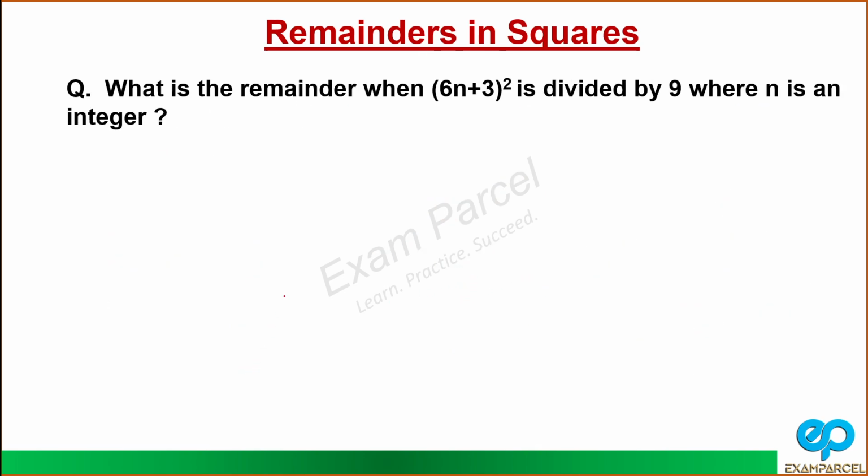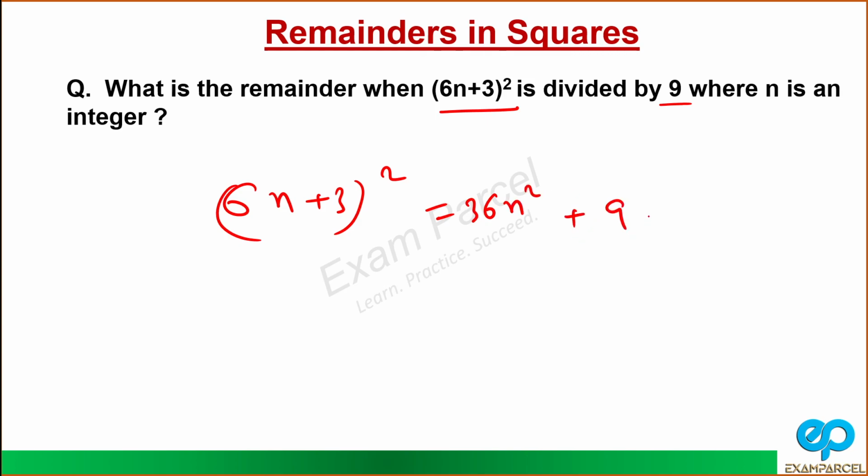Okay, next question. What is the remainder when (6n plus 3) whole square is divided by 9? So here you can use the formula of (a plus b) whole square, that will be a square, so 36n square, plus b square, 9, plus 2ab, so 2ab is 36n, right?